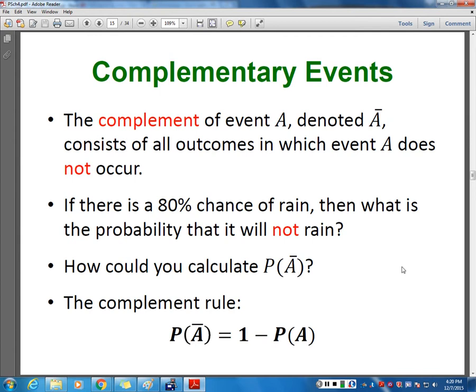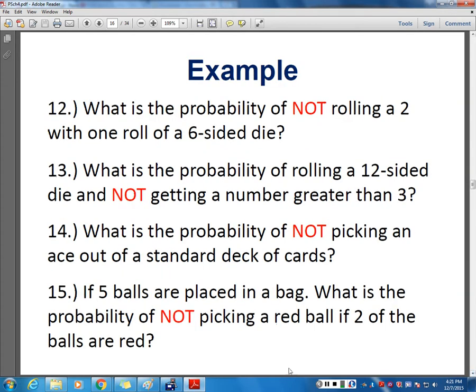Complementary events consist of all outcomes in which an event does not occur. We denote it by putting a bar over top of the event. Well, if there's an 80% chance of rain, what's the probability it will not rain? Or the complement of it raining? Well, it would be 20%. How do you know that? Because you took 100% and subtracted 80%. That's the complement rule. Probability of something happening and something not happening will always add up to 100%, as long as the events are mutually exclusive.